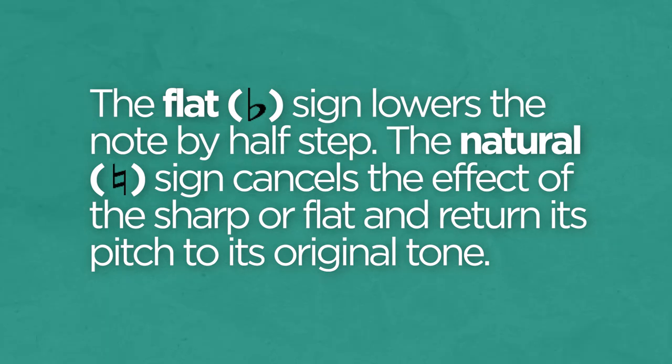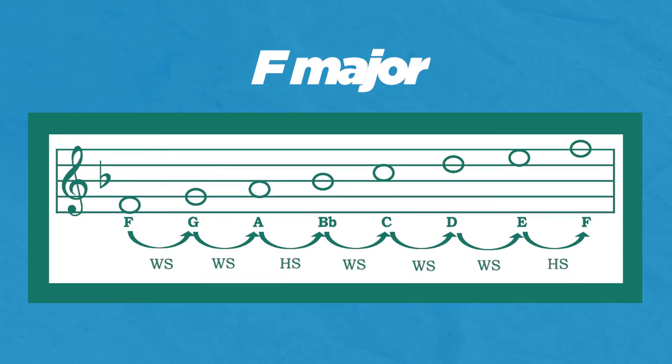Here's how the F major looks like. The pitch names for F scale are F, G, A, B flat, C, D, E, and F.